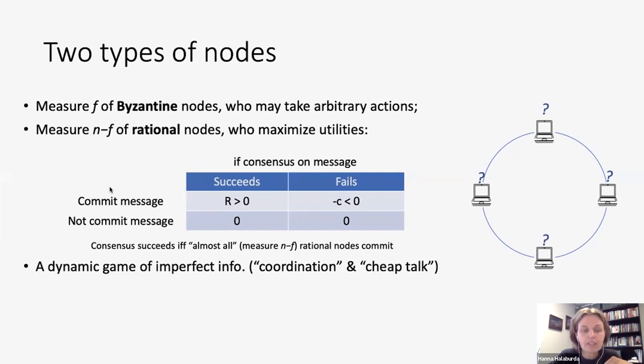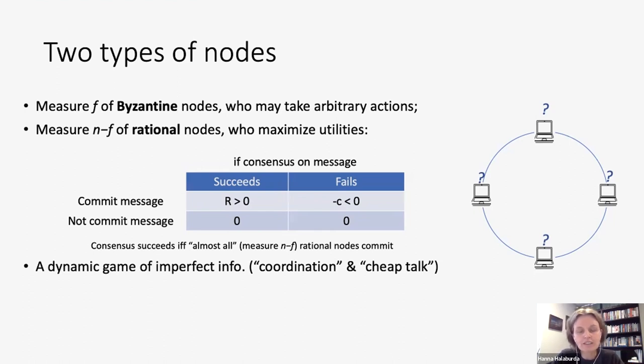If, however, the node committed the message, but the consensus failed, now we have different ledgers that create discrepancy, that create forks, that create inconsistency. There is a cost of committing when the consensus failed, when others did not commit. If they do not commit the message, they get a benchmark payoff of zero. And we say that consensus succeeded if basically the measure N minus F of rational nodes commit. If it were discrete, we would say all rational nodes commit. In a continuous world, we say that measure N minus F commits.